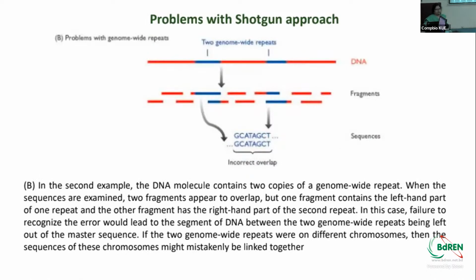Another problem can be the genome-wide repeats. That is, if I have a repeat in chromosome 1 and the same repeat in chromosome 3, then during joining or assembling, we can be misled by the joining of these two repeats, and we can omit the middle part.